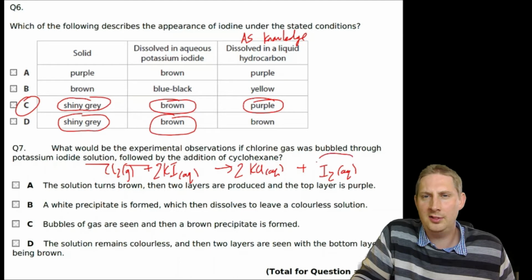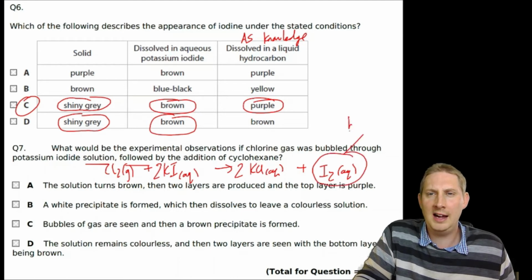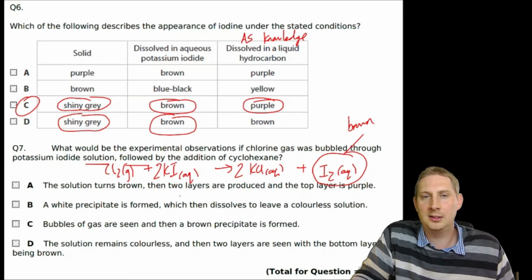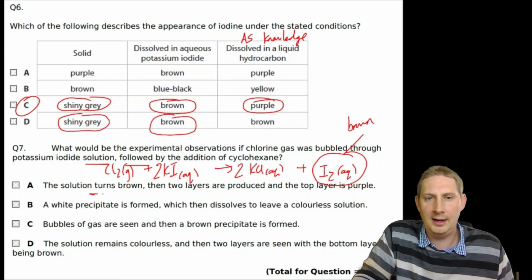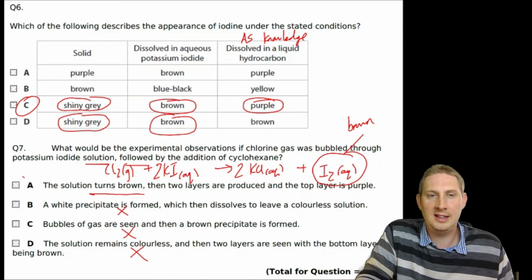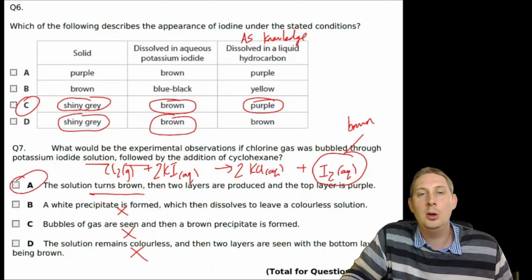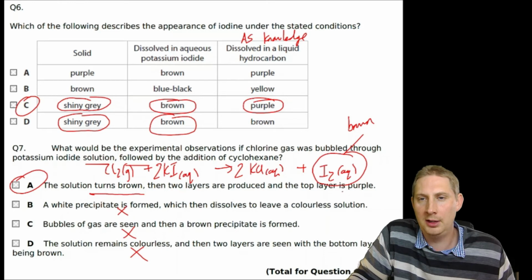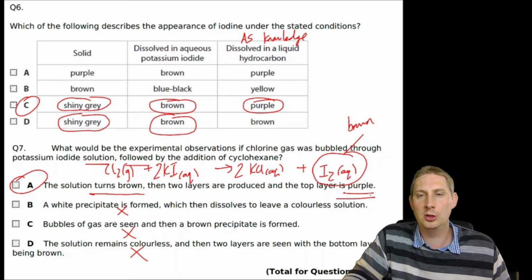As we've said above, iodine solution is brown, while chlorine and potassium iodide and potassium chloride are fairly colourless. So the solution would definitely turn brown. There's no white precipitate, there's no bubbles of gas, the solution would not remain colourless. So it would turn brown. We can tell that from GCSE knowledge. We can confirm that by adding cyclohexane, which is a liquid hydrocarbon, and we would get a purple layer, as we saw above.